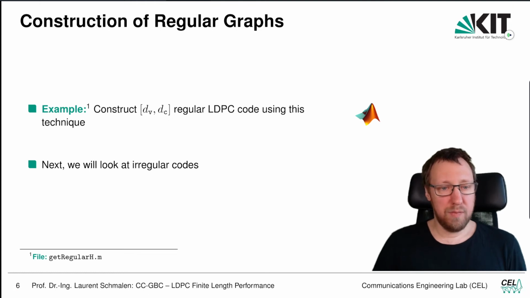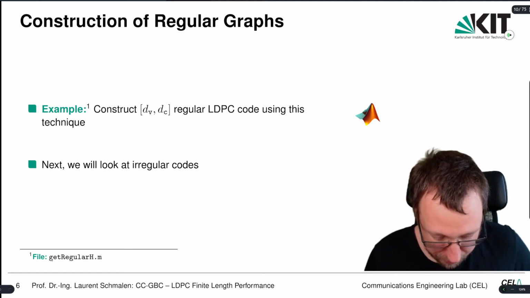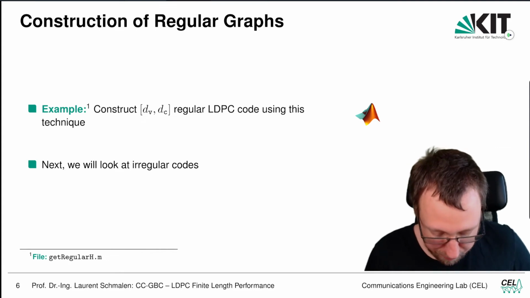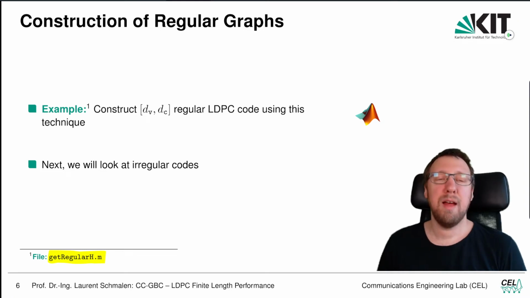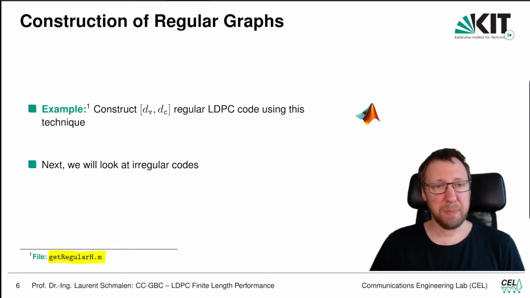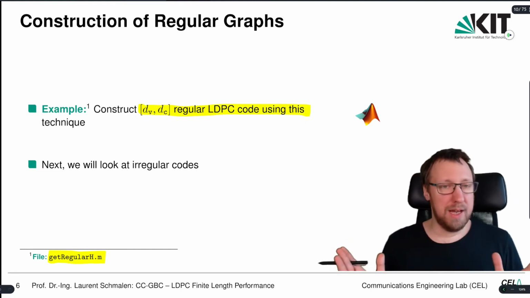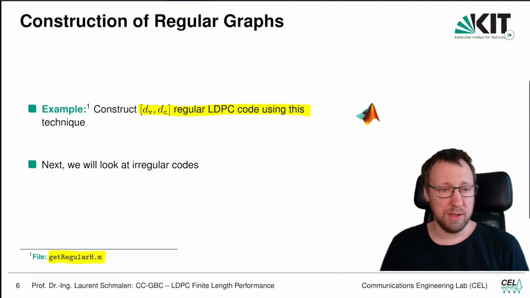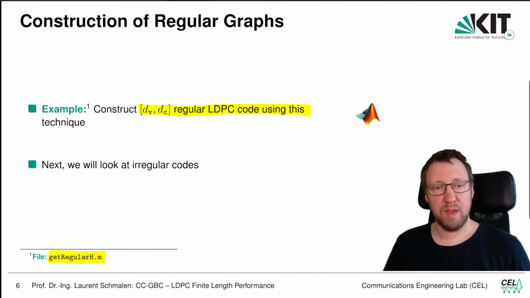There is an example also. If you want to construct codes, we show first how to construct regular codes using this technique. So without irregularity, just regular codes, but the same technique. All the variable nodes, all the check nodes, they have the same amount of sockets. And we have a MATLAB file called getRegularH.